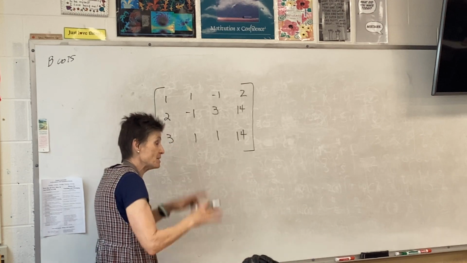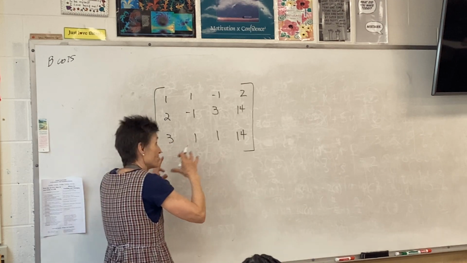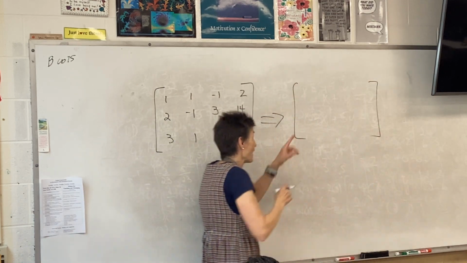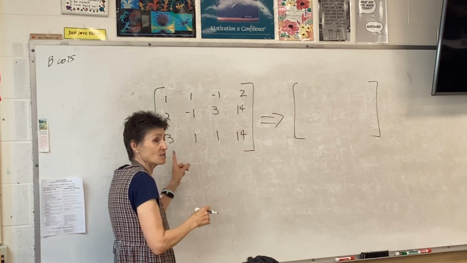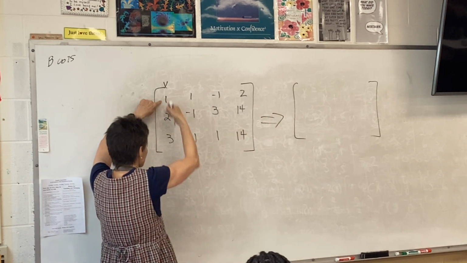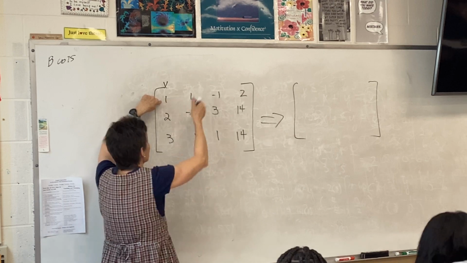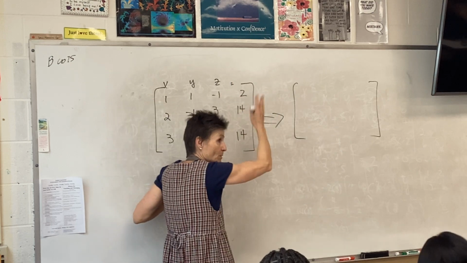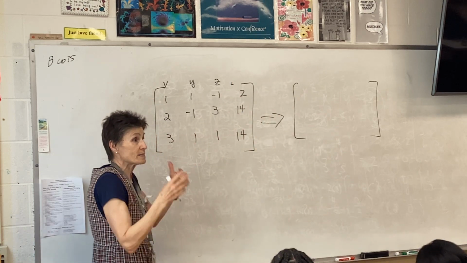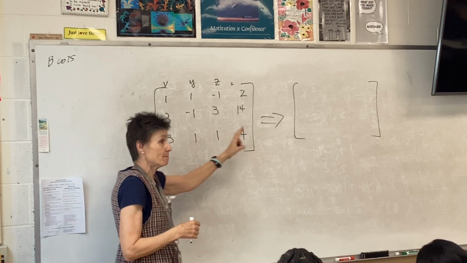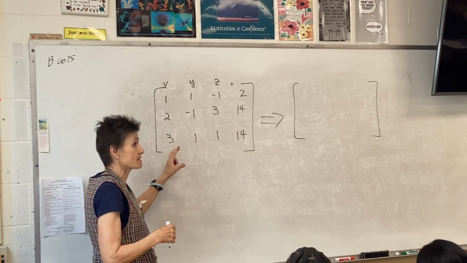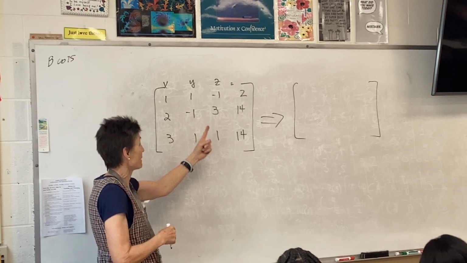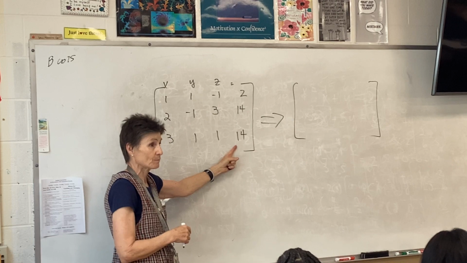Now, I need you to understand that when we transform it and get a different matrix, that new matrix is gonna mean the same thing that this one means. In other words, this column is gonna be the X's, this column is gonna be the Y's, this is the Z's, and this is the equals numbers. This is called an augmented matrix. When you see a matrix like this, you need to understand this means 3x plus 1y plus 1z equals 14, okay?